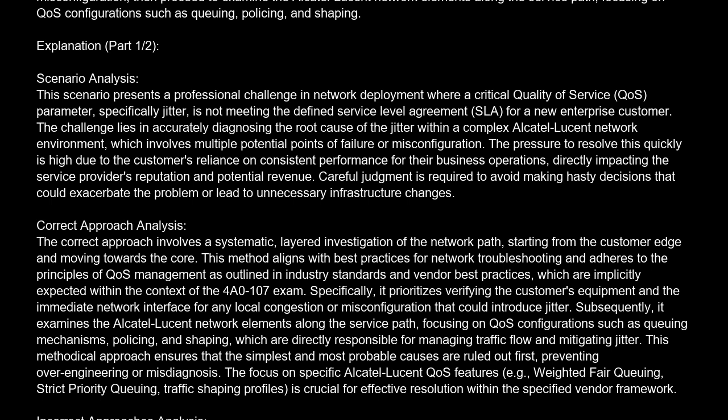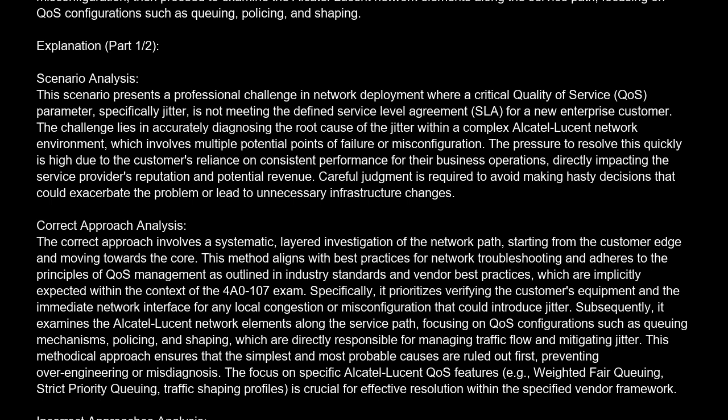Subsequently, it examines the Alcatel Lucent network elements along the service path, focusing on CoS configurations such as queuing mechanisms, policing, and shaping, which are directly responsible for managing traffic flow and mitigating jitter. This methodical approach ensures that the simplest and most probable causes are ruled out first, preventing over-engineering or misdiagnosis. The focus on specific Alcatel Lucent CoS features, e.g., weighted fair queuing, strict priority queuing, traffic shaping profiles, is crucial for effective resolution within the specified vendor framework.